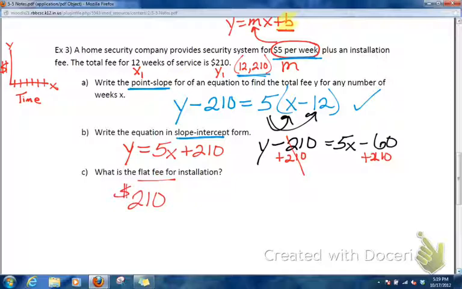Now remember, for story problems, always write that in a full sentence, so you should say the flat fee for installation was $210. So there you have it.